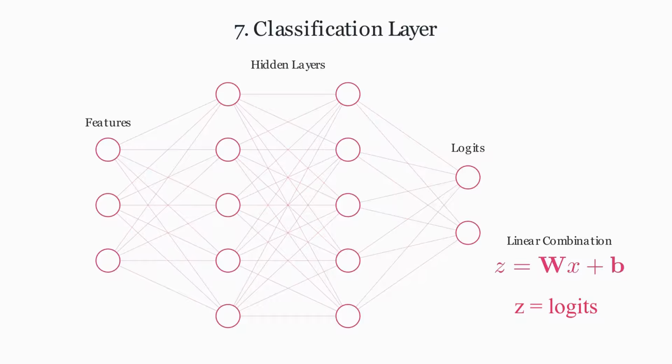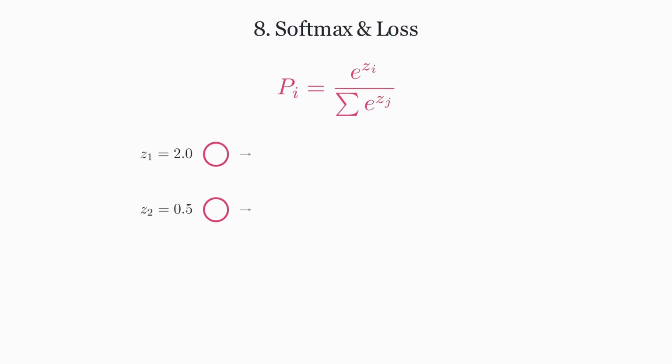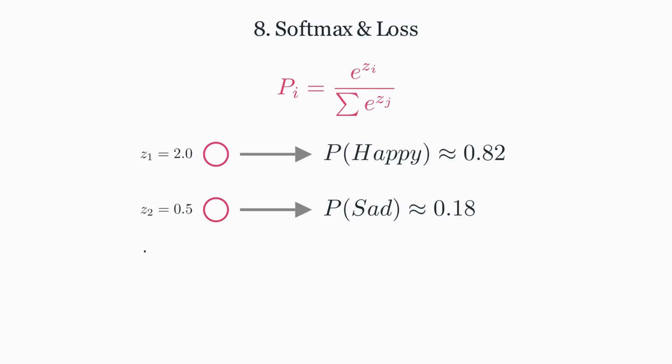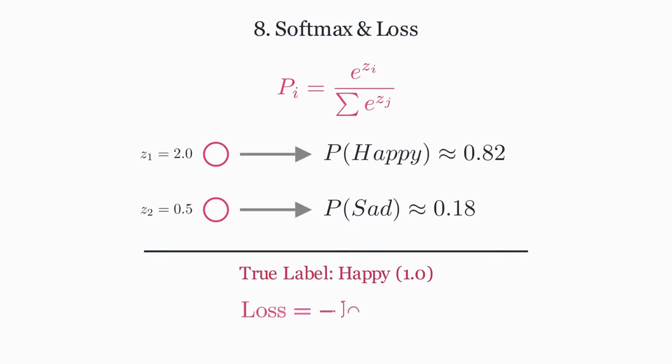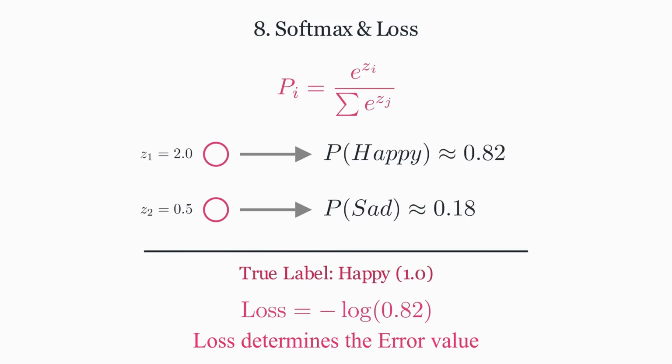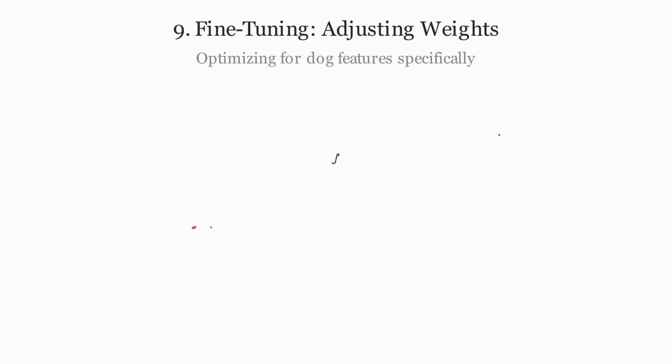However, these raw logits need to be interpreted. We apply the softmax function to squash them into probabilities, in this case giving us 82% confidence that the image is happy. We then compare this prediction against the ground truth using a loss function. By taking the negative log of our predicted probability, we calculate a precise error value. This number is the feedback signal that tells the entire network exactly how to adjust its weights to improve next time, signaling the necessity for fine-tuning.